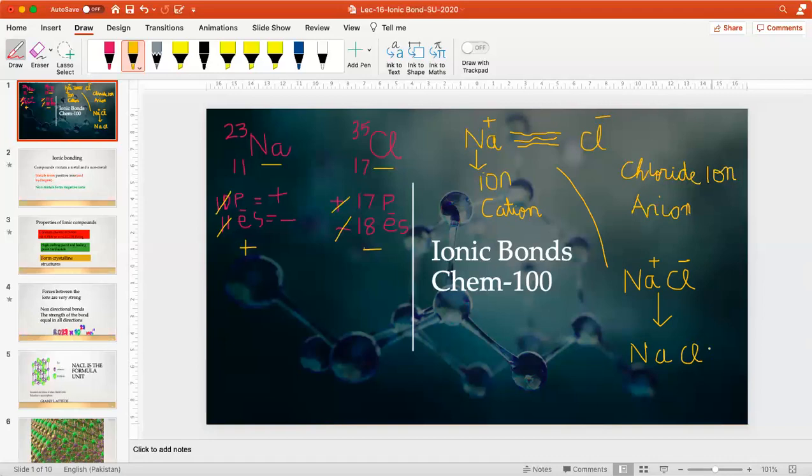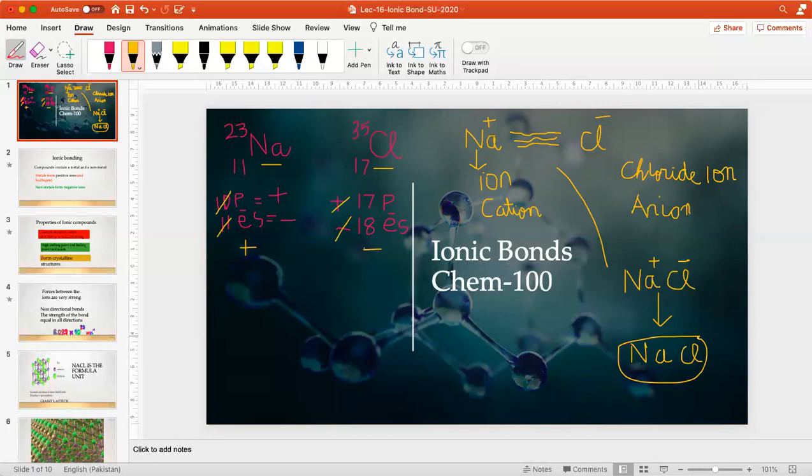So this bond which is present in sodium chloride is called ionic bond because it is formed from the electrostatic attraction between sodium cation and chloride anion. And this bond is a very strong bond. Remember, this bond is a very strong bond, right?